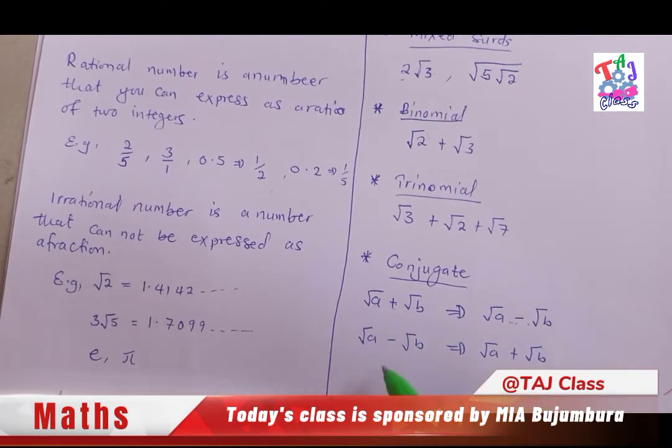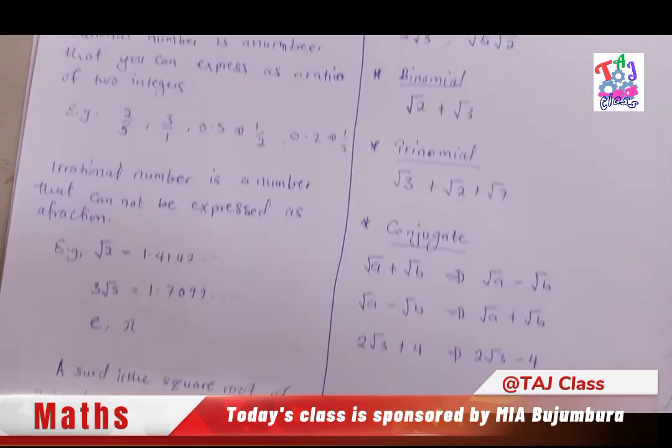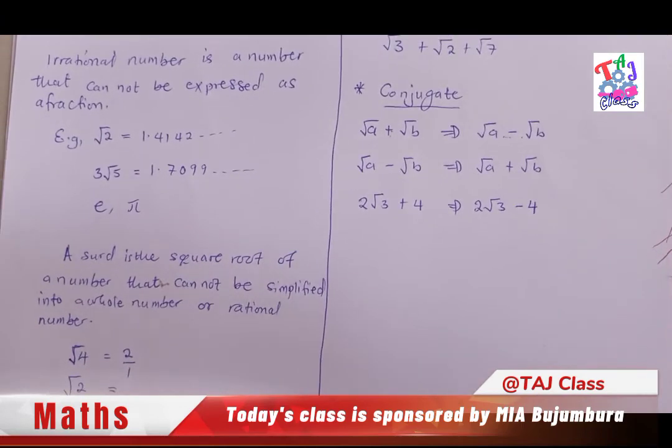So in any case, if you have, let's say, a figure like 2 to the square root of 3 plus 4, and they tell you to find its conjugate, it will be 2 to the square root of 3 minus 4. Simple. Nothing complicated here. As long as you've changed the sign in between, you make the conjugate of a surd.